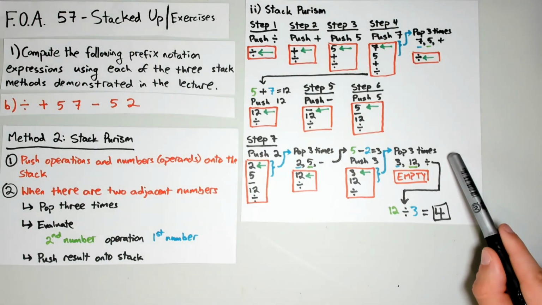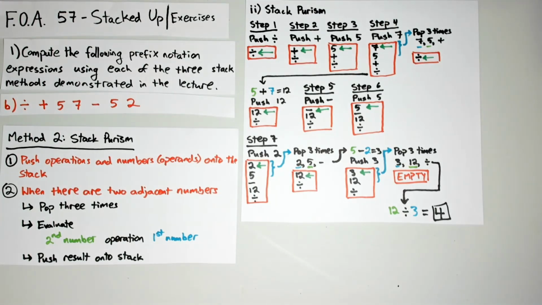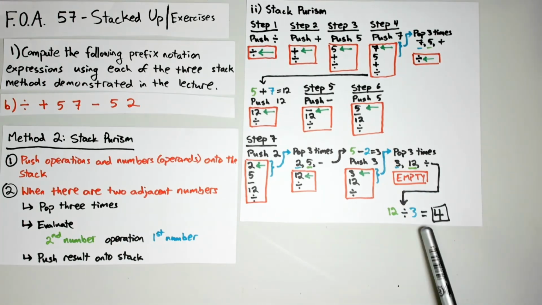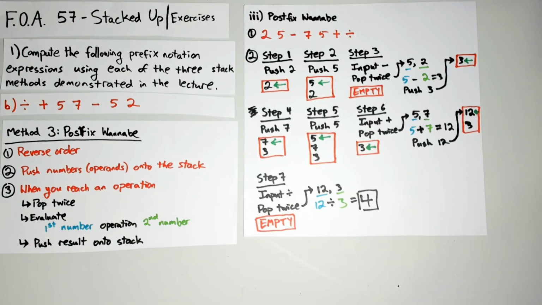So we pop 3 more times to empty the stack completely, and then reversing the order, we do the 12, right? Our second number popped, divided by 3, our first number popped, to give us the same answer we got before, 4. Okay, so now we have the postfix wannabe method.